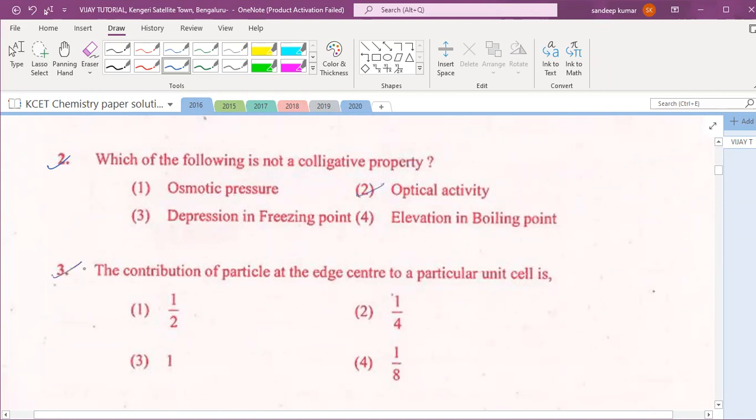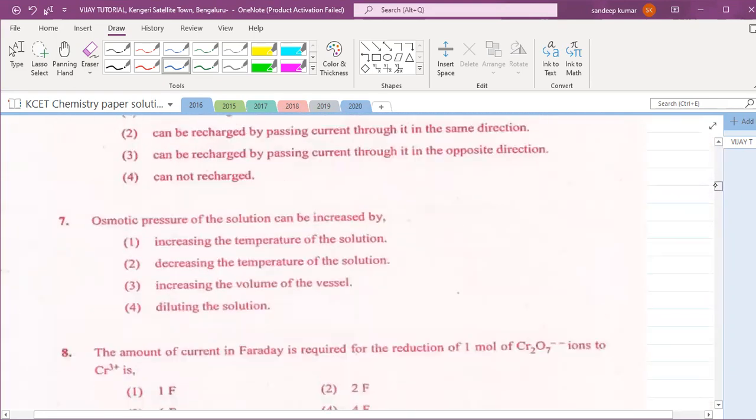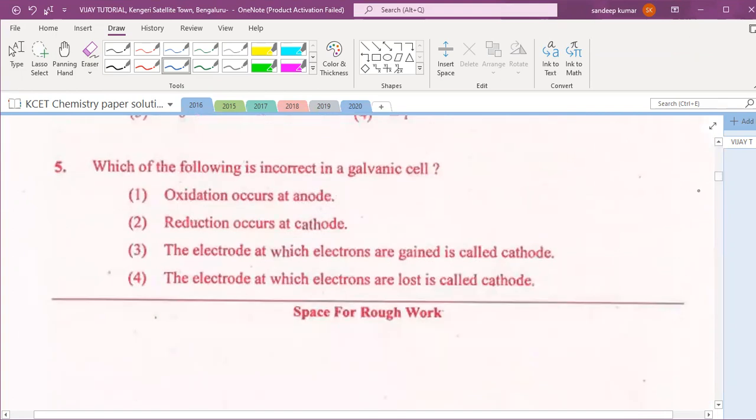Okay, next question, third. The contribution of particles at the edge center to a particular unit cell is, as we know, the contribution by the edge center is what? 1/4. So option 2 is correct. Next, I will discuss question number 4 and 5.